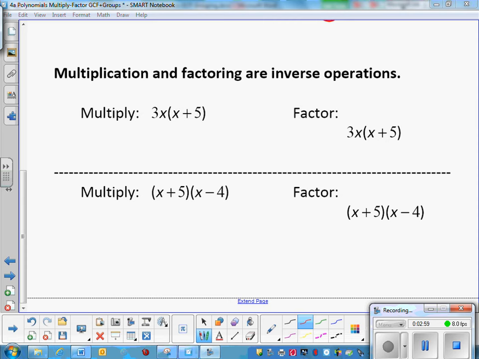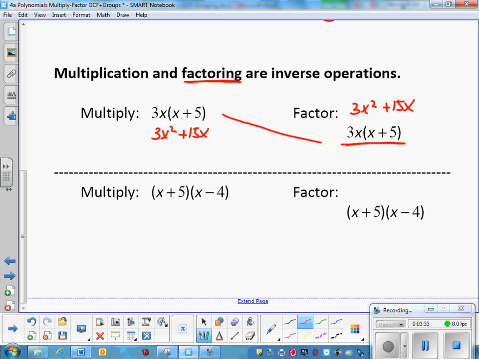Okay, at this point, we're going to point out that multiplication and division are inverse operations, but when we're talking about polynomials, factoring is equivalent to division. So, for example, if I multiply 3x times x plus 5, I get 3x squared plus 15x. And if I were to take that 3x squared plus 15x and factor out the GCF, I would come back to 3x times x plus 5, which is the same thing.